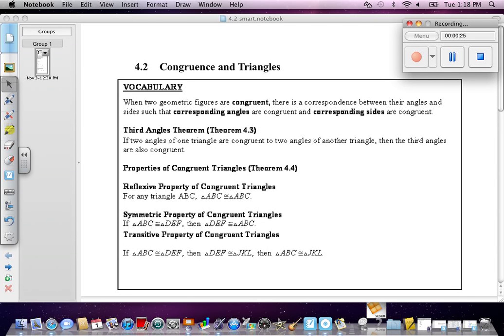Okay? Properties of congruent triangles theorem. Reflexive property: a triangle is congruent to itself. Symmetry: if ABC is congruent to DEF, then DEF also has to be congruent to ABC. And transitive property: if ABC is congruent to DEF and DEF is congruent to JKL, then ABC is congruent to JKL. Just like we've used transitive over and over again.